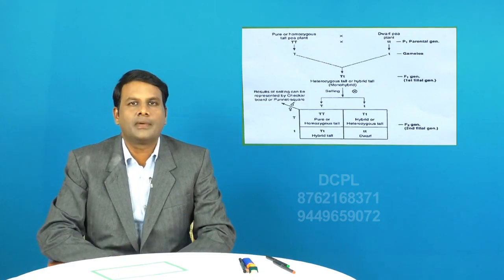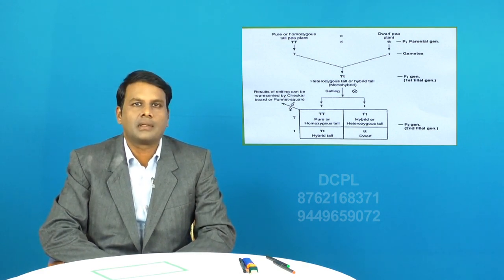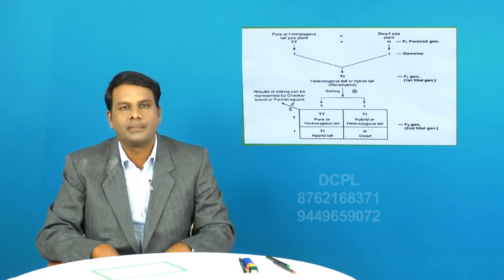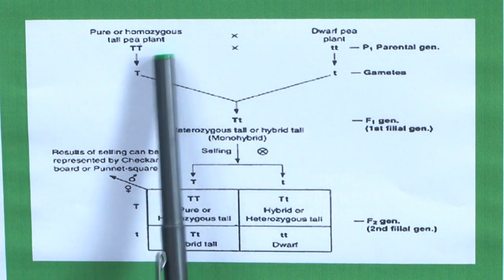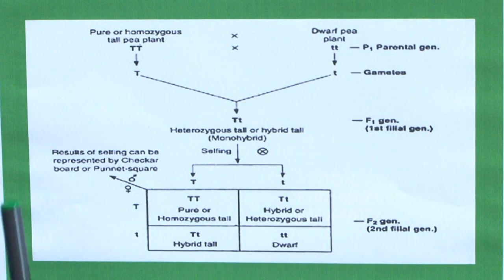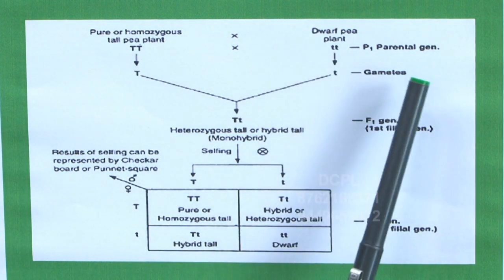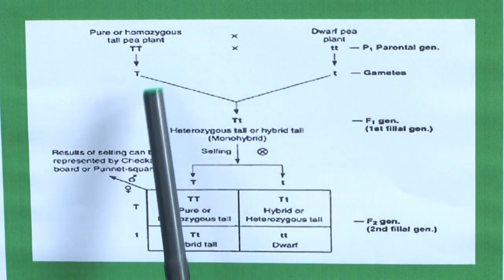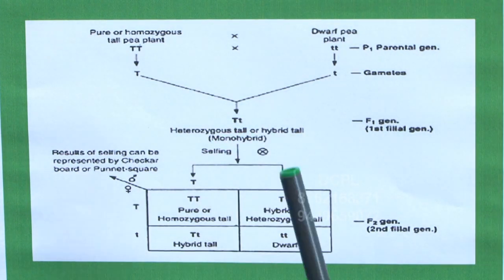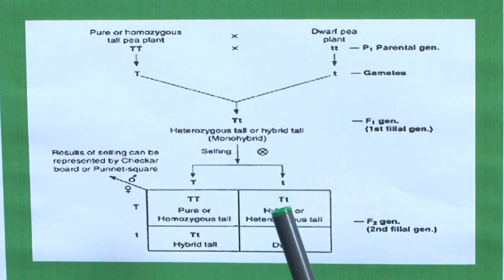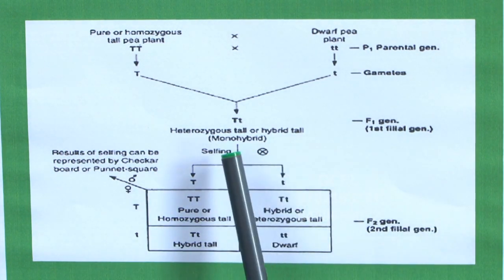Dear students, before we take up the next question, let us understand Mendel's monohybrid cross experiment on pea plants. For example, Mendel selected a tall pea plant and a dwarf pea plant, and these are the genotypes for the tall and the dwarf pea plant, and these are the gametes, and this is the F1 generation. In the F1 generation, capital T and small t, that is the heterozygous condition, all plants are tall because there is a law of dominance.